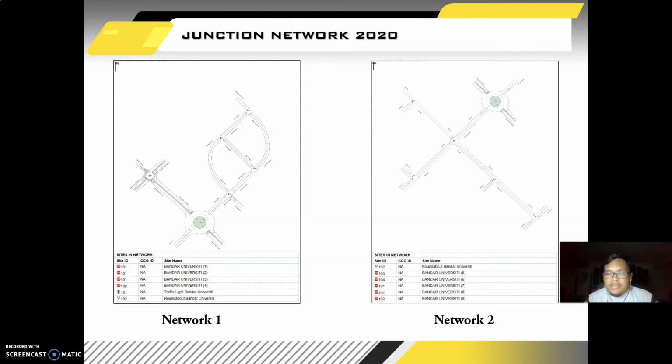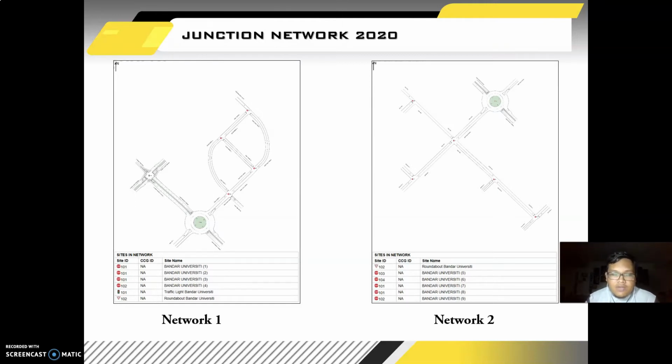Next, I will present about Junction Network 2020. This combination of junctions is located in the Bandar University area. The main intersections are a four-lane traffic light intersection and a roundabout junction. There is also a network of intersections in the surrounding area. For this network, we will use Sidra Intersection, but Sidra can combine only 6 junctions.